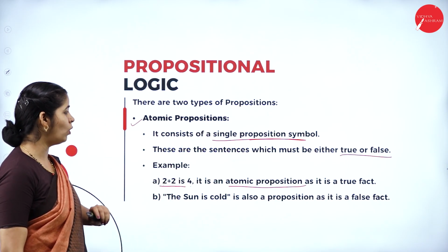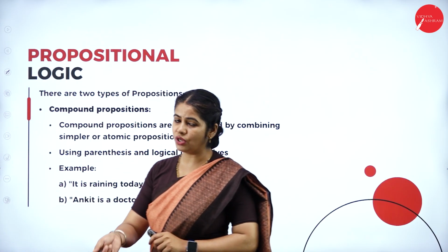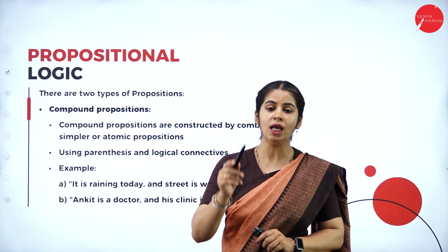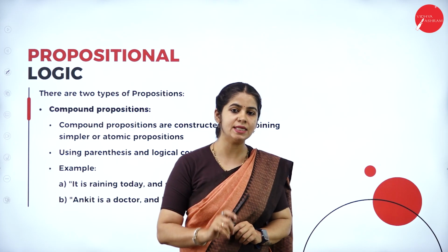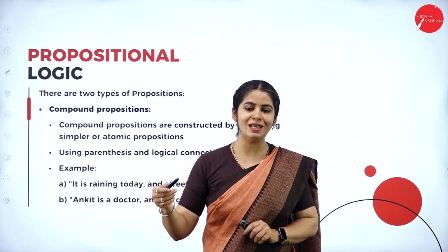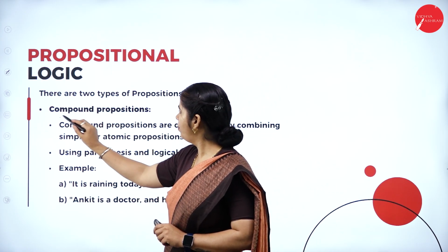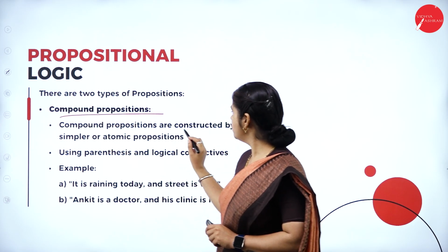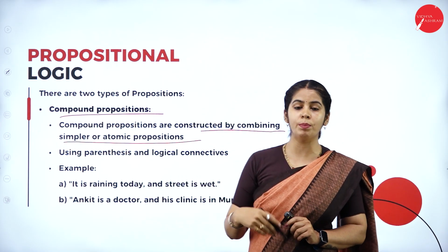So what is the second type of proposition we have? It is compound proposition. As the name itself indicates, it is a combination of atomic propositions or atomic sentences. Combining atomic sentences together, we are forming a new sentence, that is called a compound proposition. Compound propositions are constructed by the combination of simple or atomic propositions.